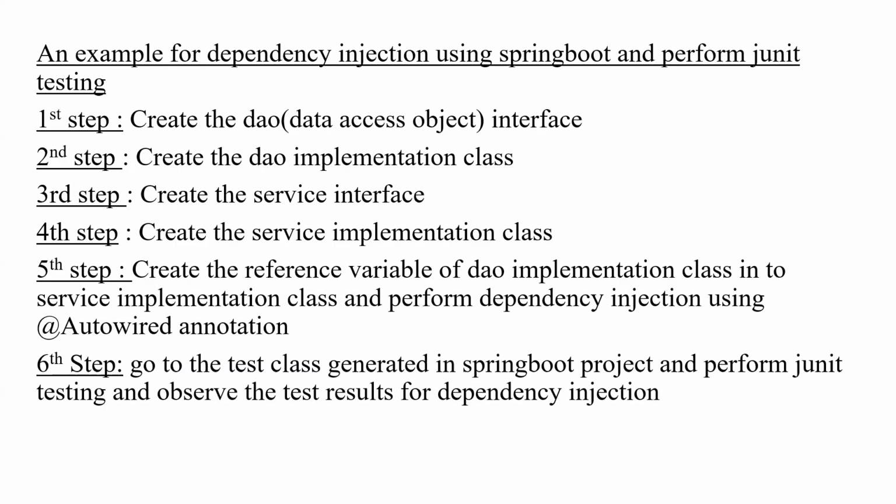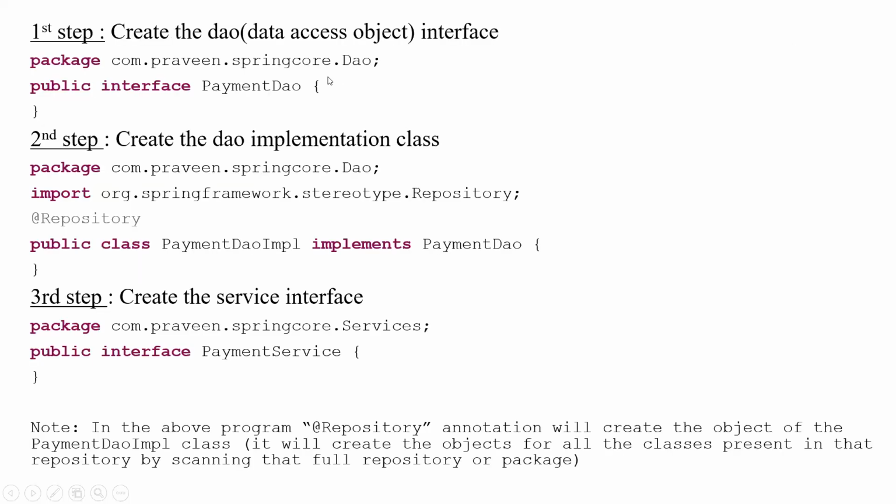What is the first step? You just have to create the DAO interface. There is one package which I have created, and in it, public interface PaymentDAO. I have created one interface, and the name of the interface is PaymentDAO. There is nothing in this. It is an empty interface, and there are no incomplete methods here.